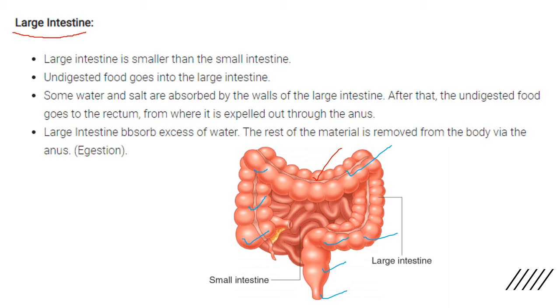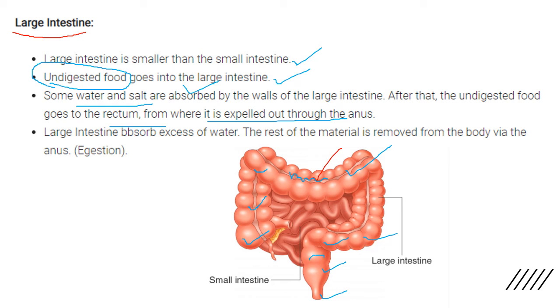is the anus. So the large intestine is shorter than the small intestine, you know that, and undigested food goes into the large intestine, that also you know. When it enters the large intestine, what is the function of the large intestine? It absorbs the water and salt. On the walls of this, from the undigested food, water and salts are again absorbed. After that, the undigested food goes to the rectum, where it is expelled out through the anus.